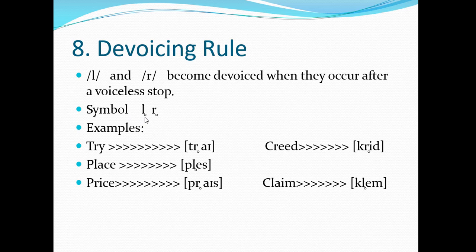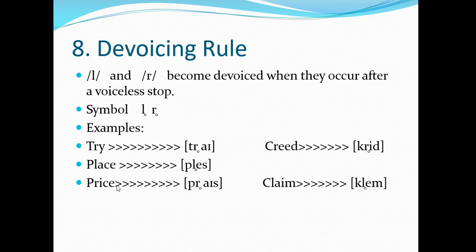The symbol is a little circle. You have to put it under the sounds, under the letter L or R. Examples: try, try. The rule says L and R become devoiced when they occur after a voiceless stop. So in this case, we have the R after the sound T, which is a voiceless stop. The same here, the L is after the sound P, which is a voiceless stop also.